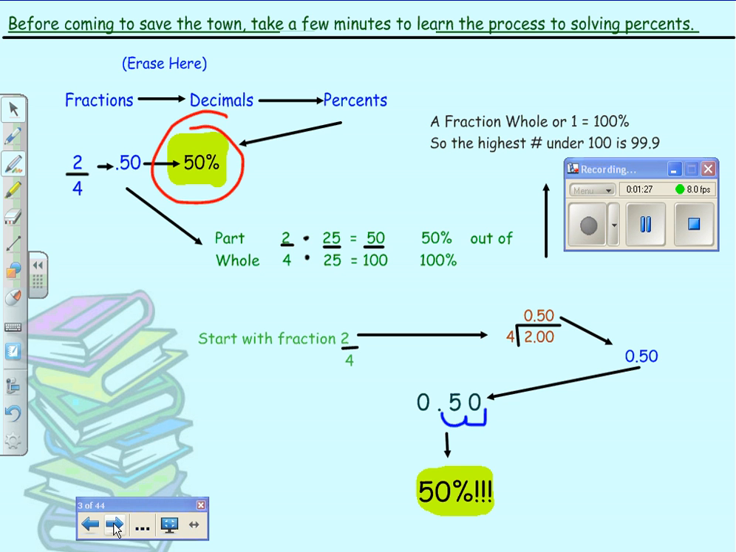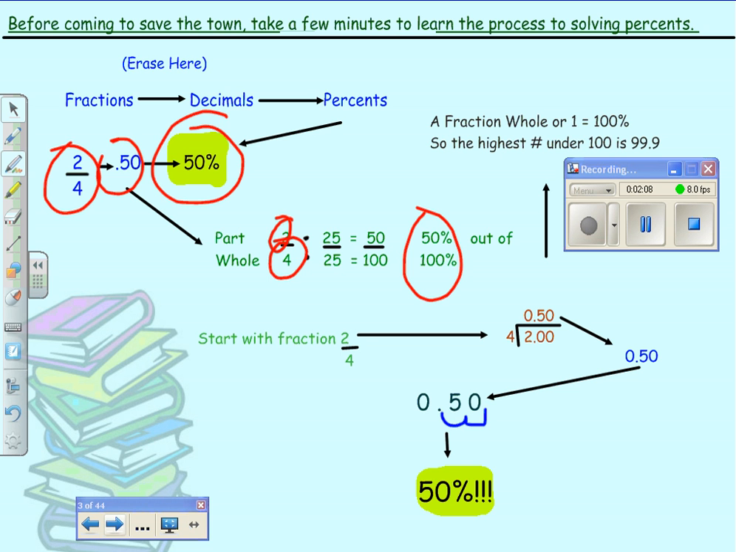A decimal and a fraction are all right here. And a fraction whole is 1, or 100%. So the highest number under 100 is 99.9 repeating. A part is the one on top. That's the part, and the whole is right there. If you multiply it to make it the same, and make it all the way up to 100, you can get 50% out of 100%. That equals 2/4 as we had back in the beginning.